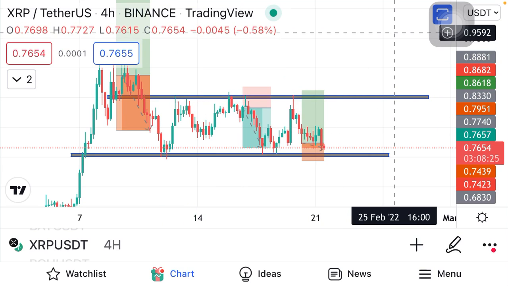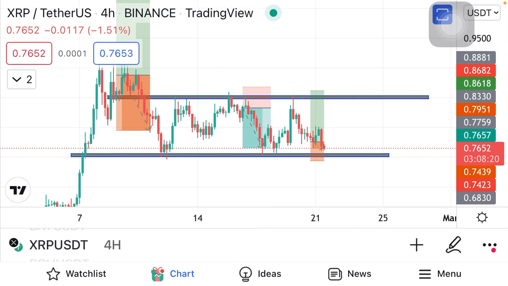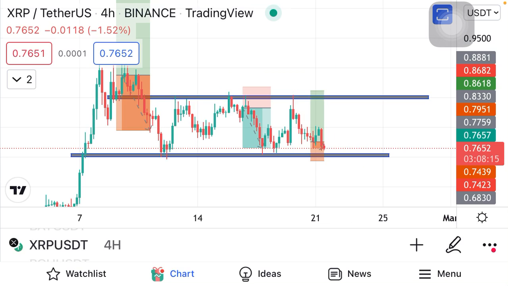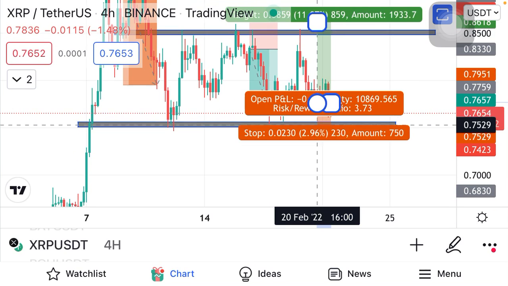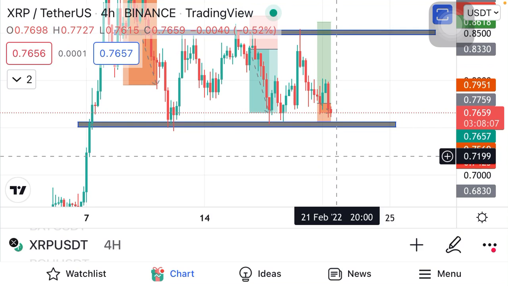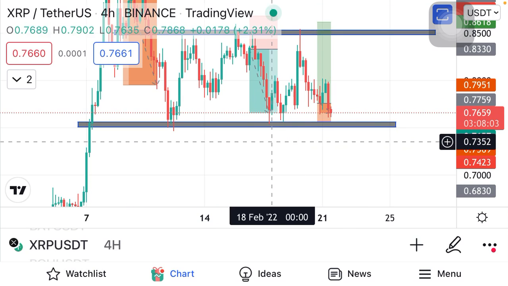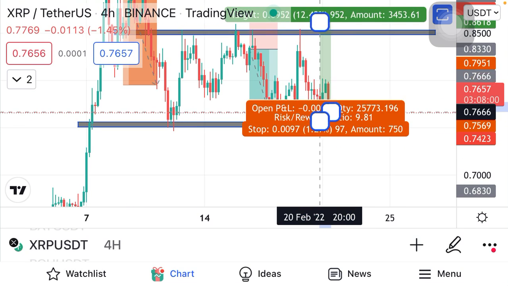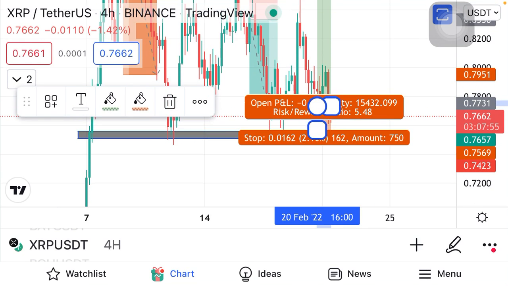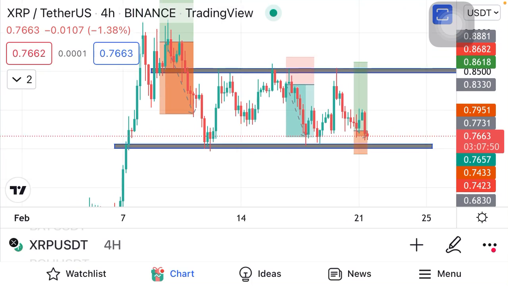So it is also advised not to put your stop loss exactly on the level like this. You're not supposed to put your stop loss exactly on the level. The market could come and hit and pass the level and take you out. So you have to give it a little breathing space, then boom, your trade will be in your favor.